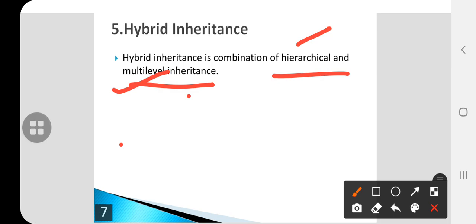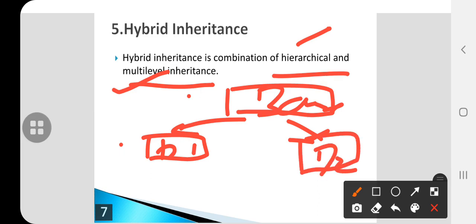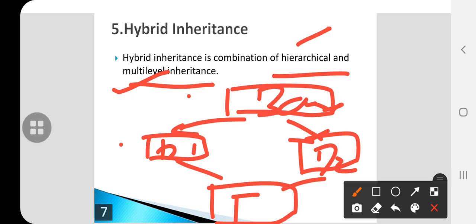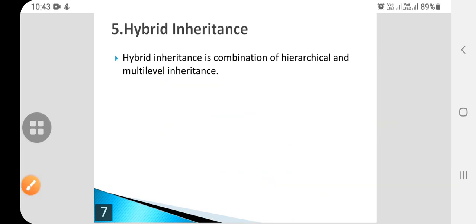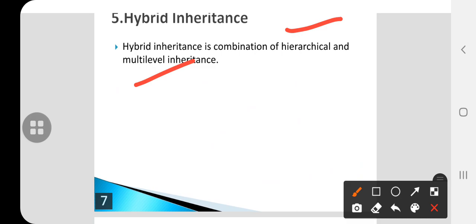So for this you see, one base class is there, and one derived class is there for this one, and one derived class for this one. And at last, from joining of these 2 derived classes, there is one more derived class. For this derived class we have derived class 1 and derived class 2 as base classes. So here hybrid means combining hierarchical inheritance with multi-level inheritance.